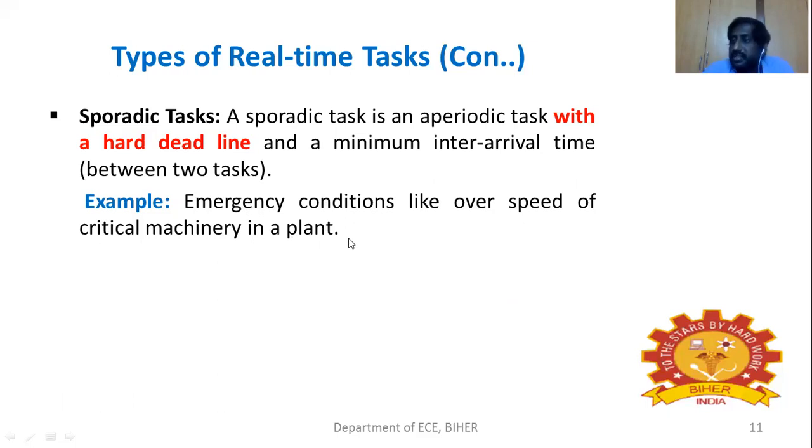It cannot be expected every time. It is an aperiodic task. It can occur at any time. We cannot expect an overspeed for a particular time interval. So this is aperiodic, but the deadline is the hardest one. We should finish it immediately, within a short time. We need to solve the issue within a particular time. So the deadline is hard, but the task is aperiodic. Then it is known as a sporadic task.